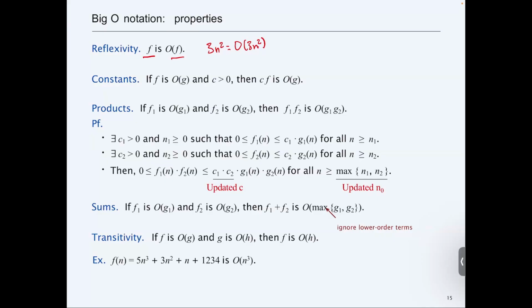The next thing that we have is constants. Constants do not matter asymptotically. So for example, if f of n is equal to big O of g of n, and you have a constant c that's greater than 0, then c times f of n is equal to big O of g of n.